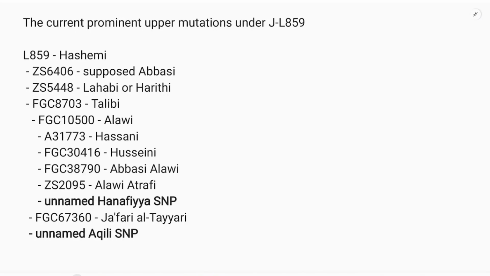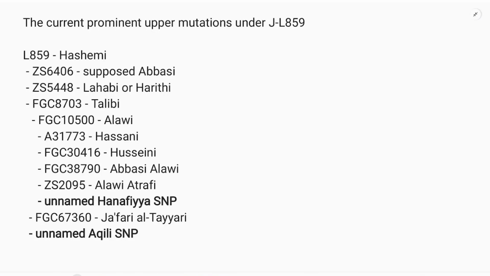A31773, which is a T2T mutation discovered by Dr. Hadi himself, belongs to Imam Hasan alayhi salam, and essentially everyone belonging to this mutation claims a descent from Imam Hasan alayhi salam, and the structure below it matches near exactly their own genealogies. The next SNP is FGC 30416, which belongs to Imam Hussein alayhi salam.